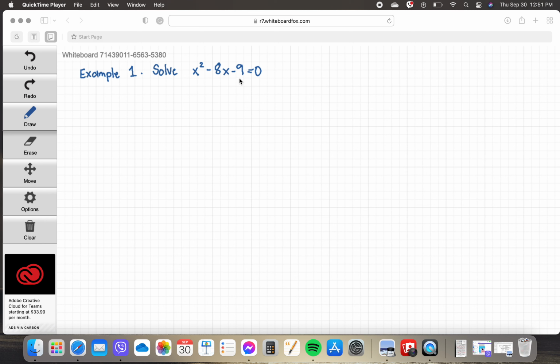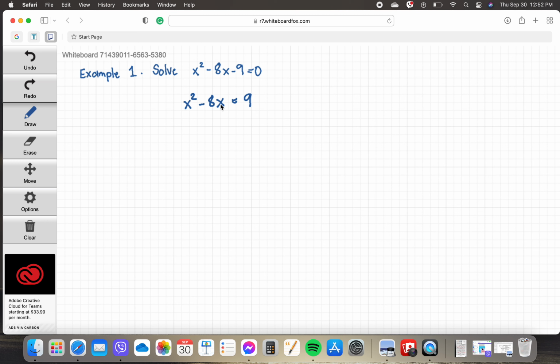Napag-aralan na natin how to identify kung perfect square trinomial ba siya or hindi. So, now let's proceed on how we can make this a perfect square trinomial. So, first step is we need to transpose, lilipat natin itong constant which is negative 9 to the right side of our equation. So, magiging x squared minus 8x is equal to 9. So, from negative 9, naging positive 9 na siya.